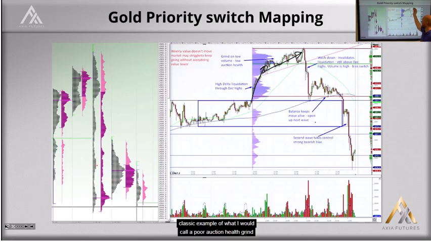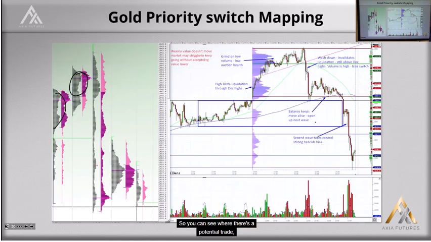This is a classic example of what I would call a poor auction health grind. A market that jumps up and then it grinds. It's slow, it's steady, it dribbles on higher. This is something that you're doubting. But on the whole, we do shift value up on the first day, up on the second day, all looking good.